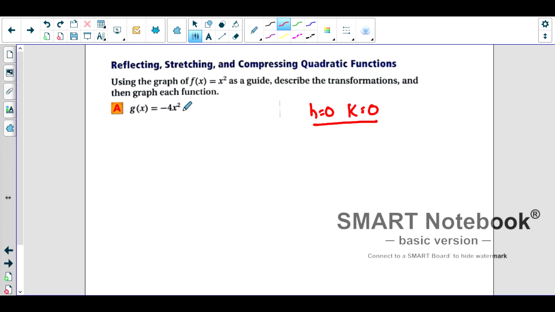Now let's see how we can change this a value here. So g of x is minus 4x square. You see here, if you compare it with the parent function, f of x is equals to x square, there is a negative involved. The output is changed. The output is now negative. So it means what?